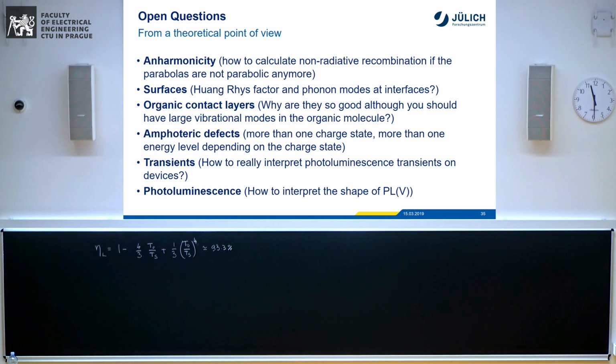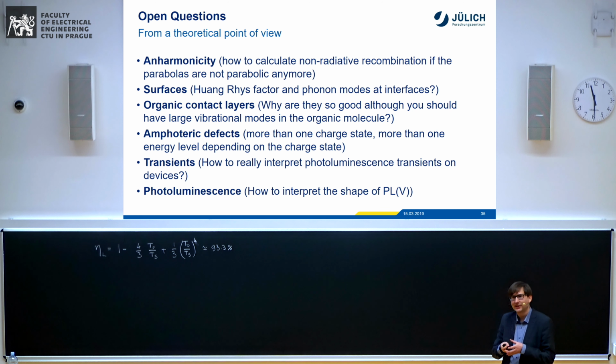This is one I had last year already: anharmonicity, how to calculate non-radiative recombination if you are not in the harmonic limit anymore. Surfaces, this is an interesting question: how to understand the theory for non-radiative recombination at surfaces. That's an unsolved problem for me.